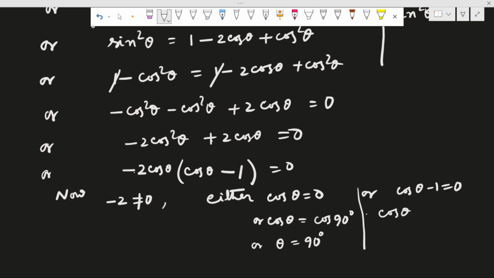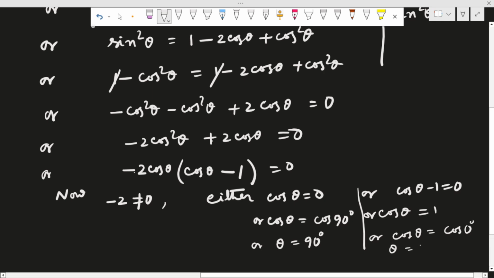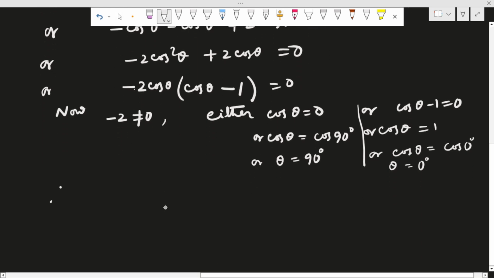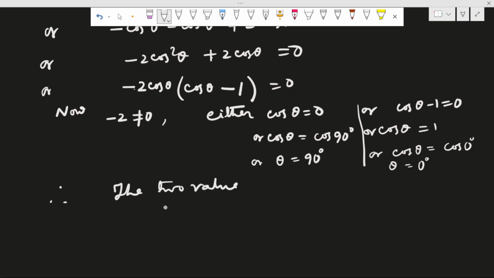Cos theta equal to 1, or cos theta is equal to cos 0, so theta is equal to 0. Therefore, the values of theta are 0 degree and 90 degree. Now we will find the value of the given expression.